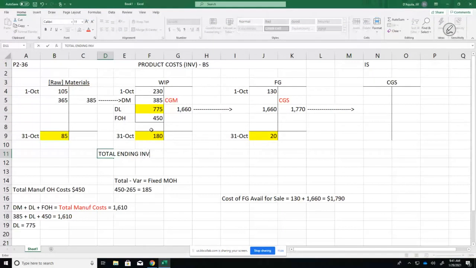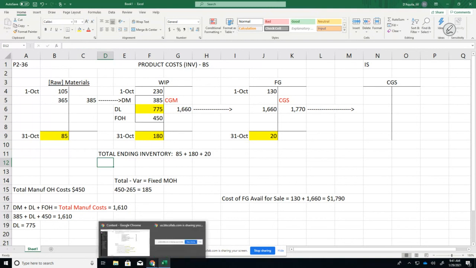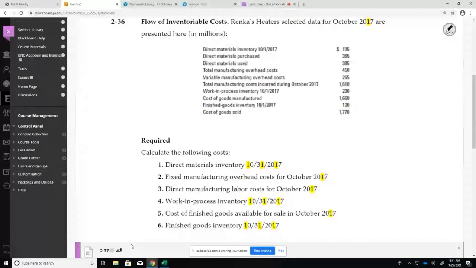Total ending inventory. What are you going to see on your balance sheet? 85 plus 180 plus 20, whatever that adds up to. That's your total ending inventory, these three categories. Is there anything left from this problem? I think we did it all, didn't we?